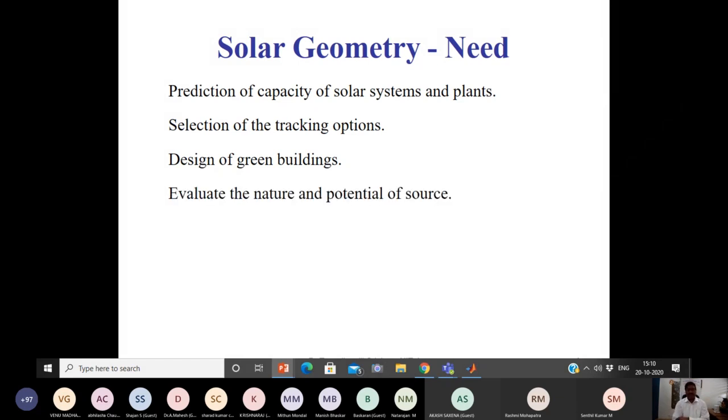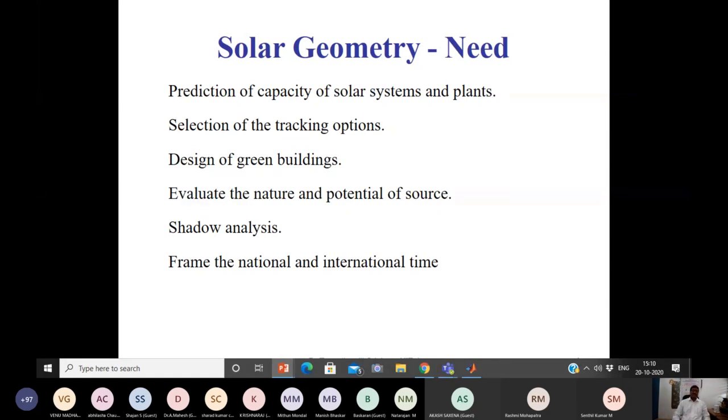And evaluate the nature and potential of the source. The nature and potential of the source we can find, that is, estimation of solar radiation, both beam radiation as well as global radiation, is possible from this geometry. As I mentioned, there is a relation between shadow analysis and design of green buildings. And frame the national and international times.